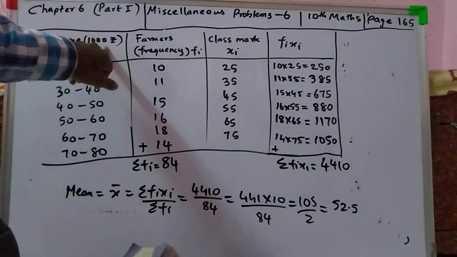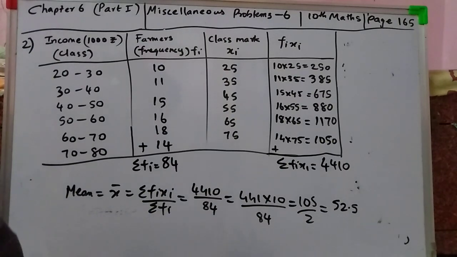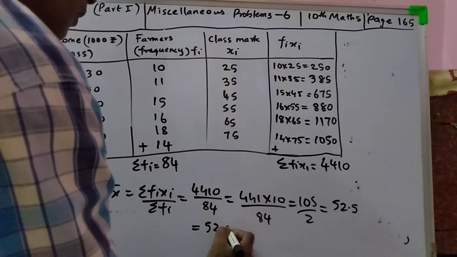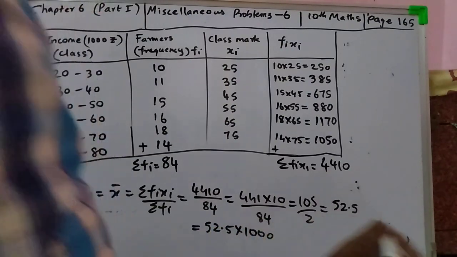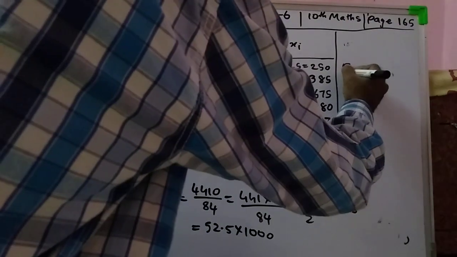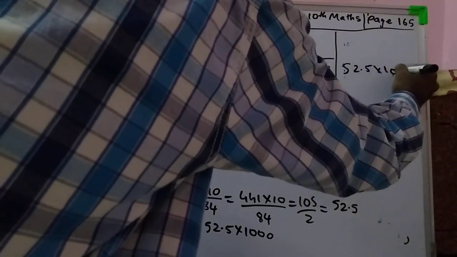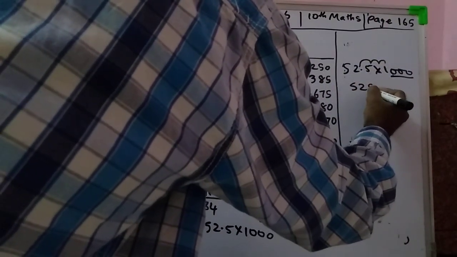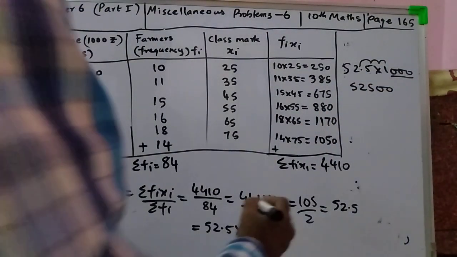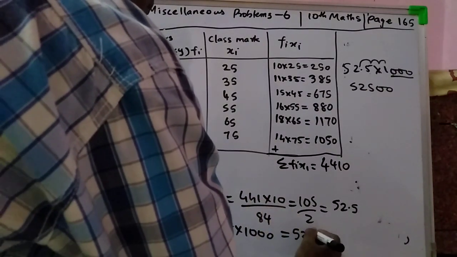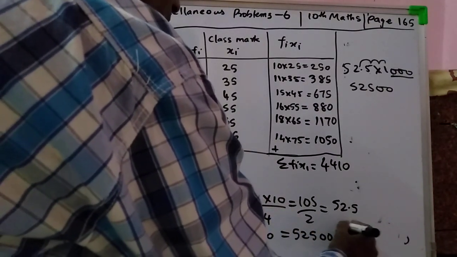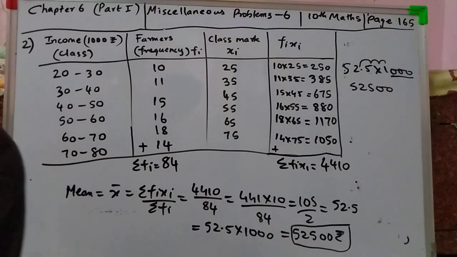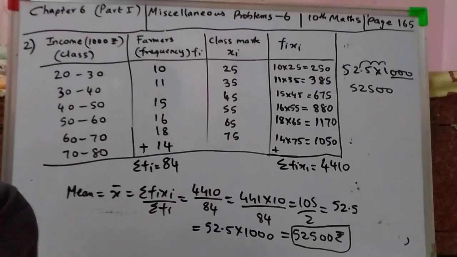₹1,000 is given. You have to multiply that. So that is equal to 52.5 into 1,000. That will do it here, 52.5 into 1,000. So that is equal to 52,500 rupees. This is the answer for this. I hope you got this. Next we'll do the next problem.